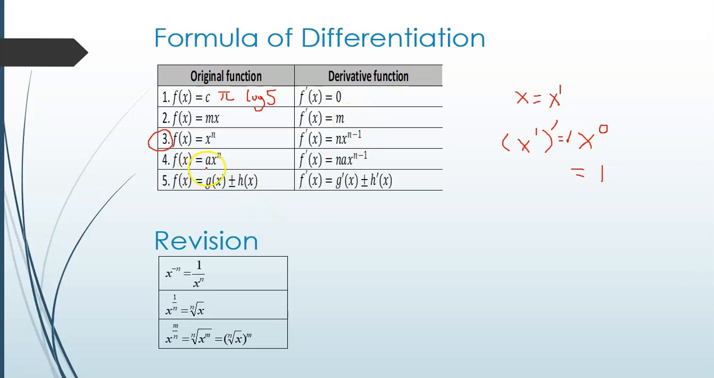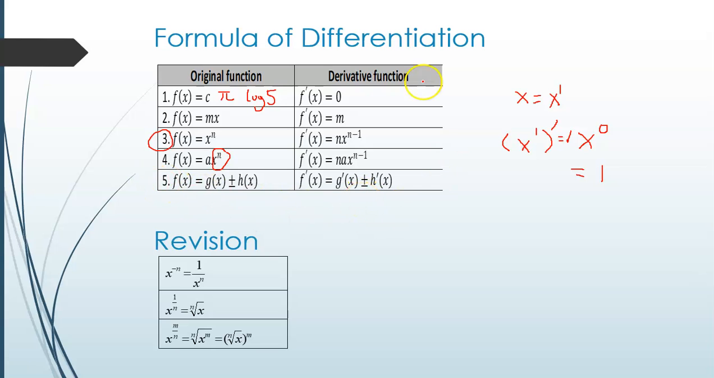And if I differentiate a times x to the power of n, I get a times n x to the power of n minus 1. So a, as a coefficient, as a constant multiple, is not affected. You just need to differentiate x to the power of n, multiplied by a. And finally, if you differentiate the sum of two functions, you just find the derivative of each one of them, then plus or minus.